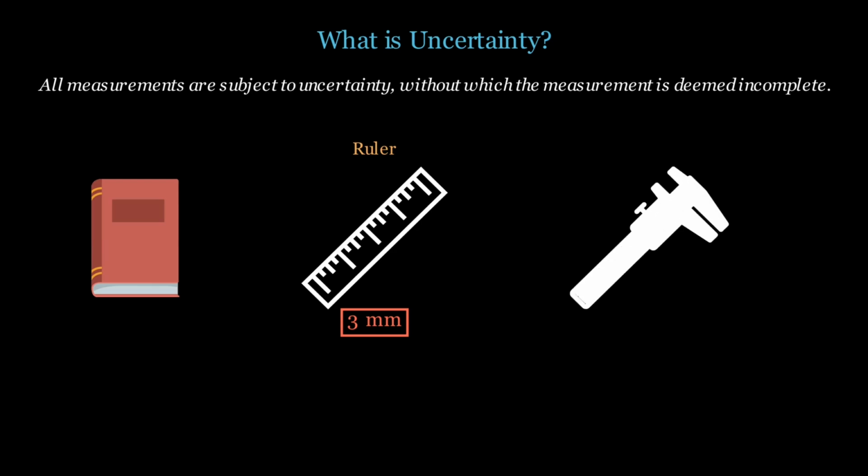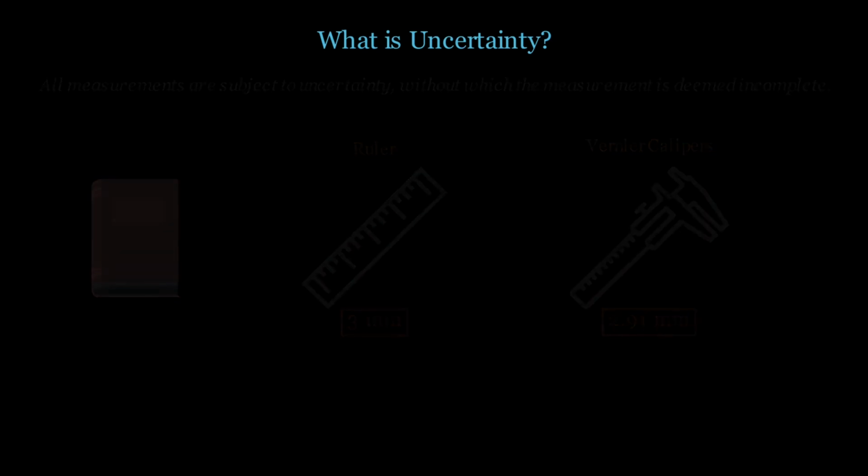We simply don't know. Now, we can use a vernier caliper and get 2.91 millimeters with much finer resolution. Both of these are measurements, but the second one has a lower uncertainty. It's more precise.